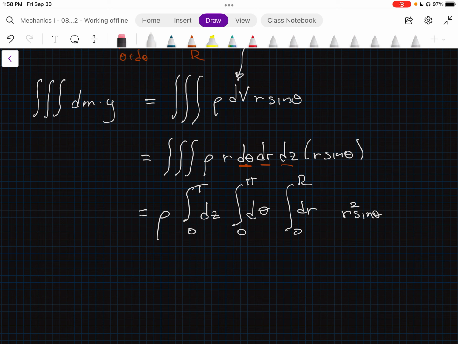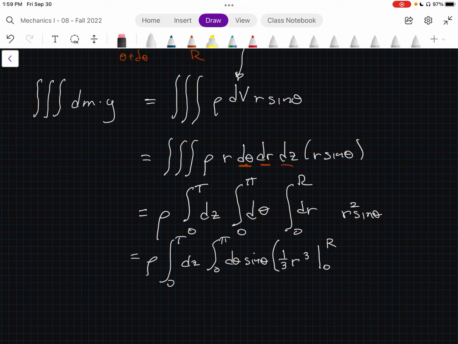If I integrate with respect to r, sine theta we treat as a constant, right? So this integral will become r cubed with a 1/3 power, and we're going to evaluate it from 0 to r. That's evaluating the dr integral. So this is 0 to pi of d theta sine theta, and then we have 0 to t of dz, and we still have our density out in front. If we do our evaluation between the limits, we get 1/3 r cubed minus 1/3 times 0, so that goes away.